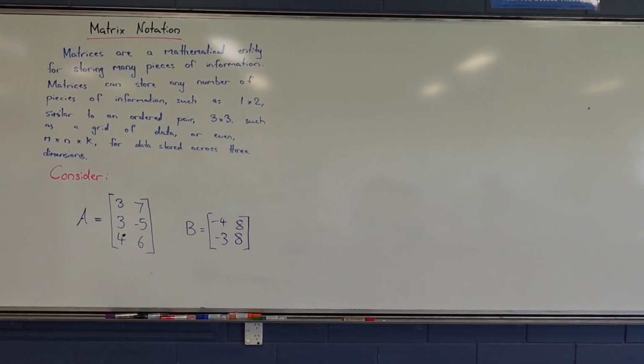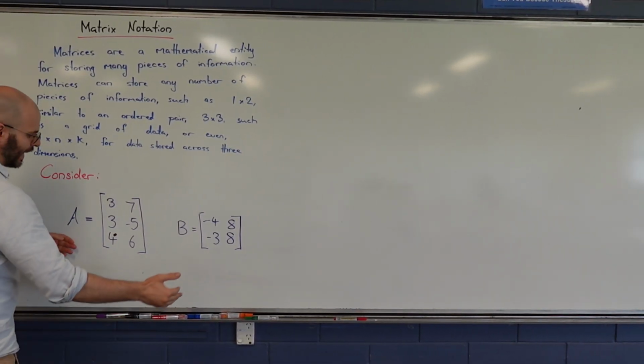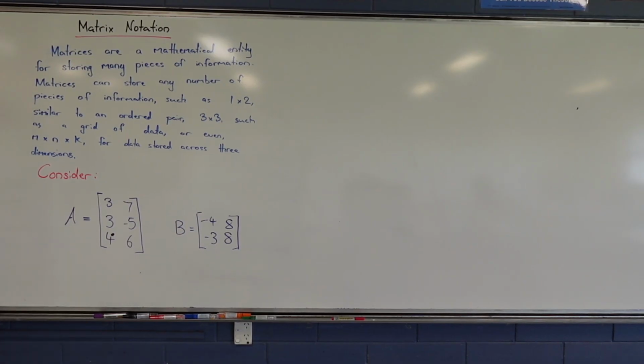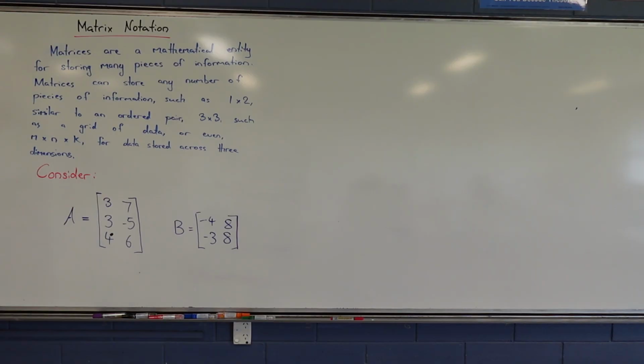On the board we have two matrices, matrix A and matrix B. Remember that a matrix is just an entity that stores information, multi-dimensional information even. Now, looking at these, they don't mean anything except for the fact they exist. Now, matrices have what we call an order.